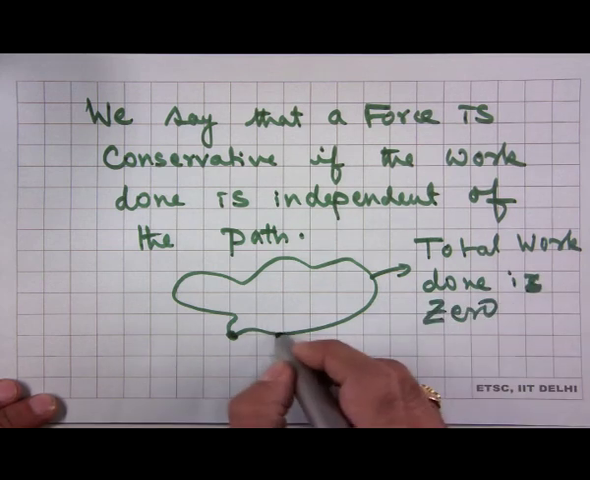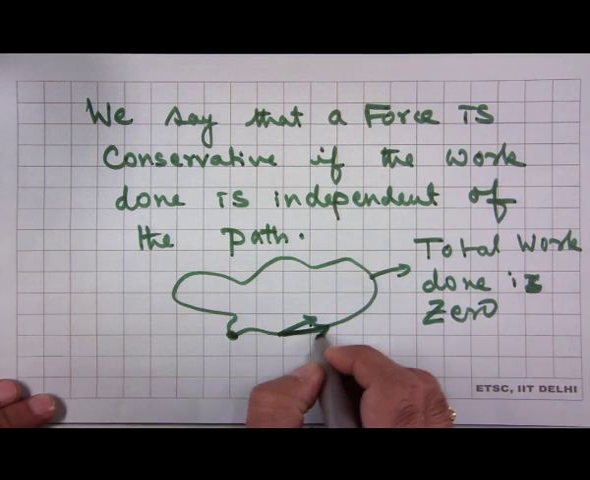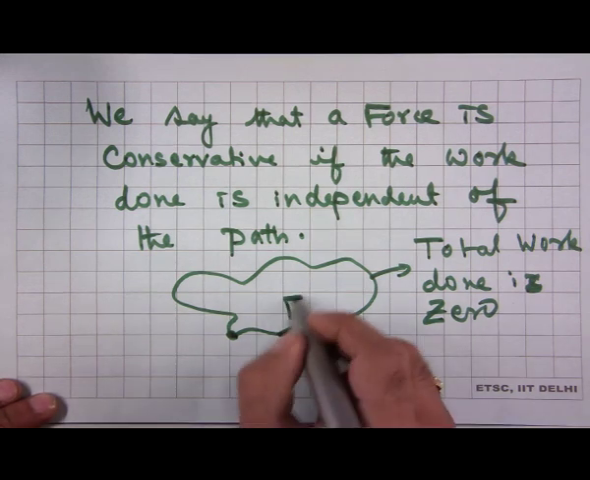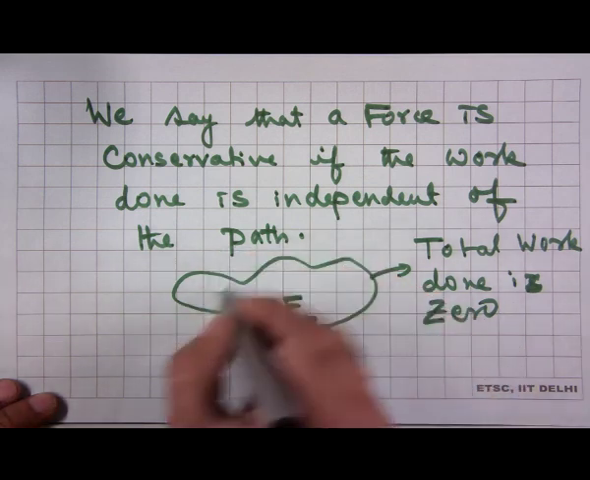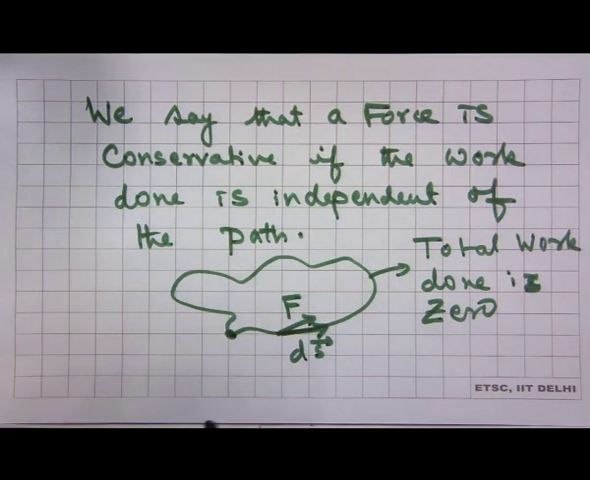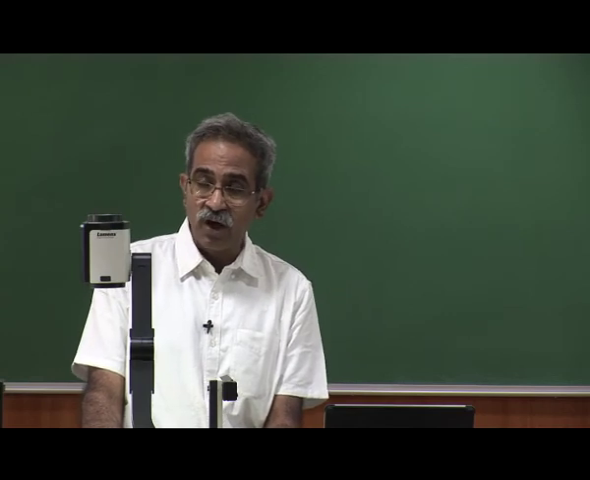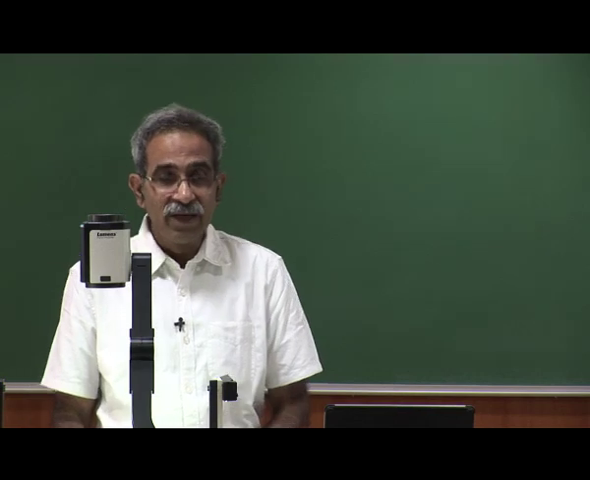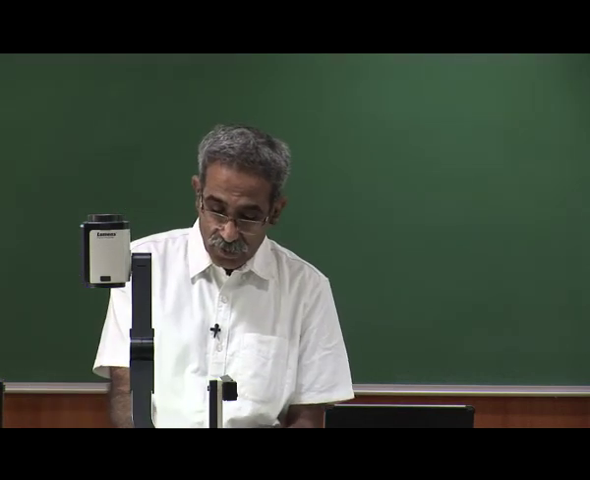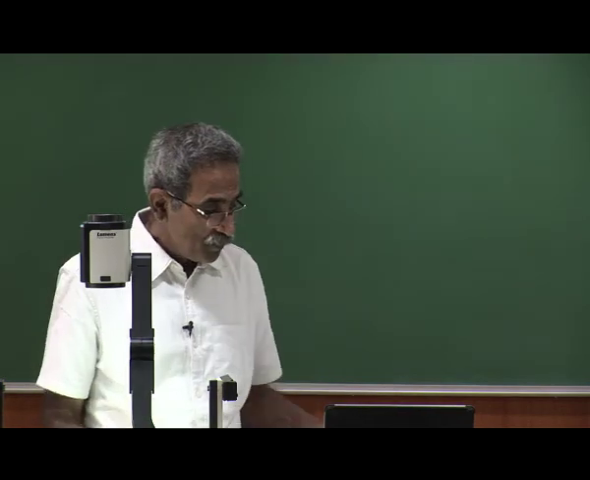So my force is acting in this direction, my displacement is in this direction, this is my F, this is my ds. So basically I sum over all possible things. If it is 0, then we say that such a force is a conservative force. It is important to remember that here the concept of work is a technical concept, and it is defined to be integral F dot ds. Now what does it mean?